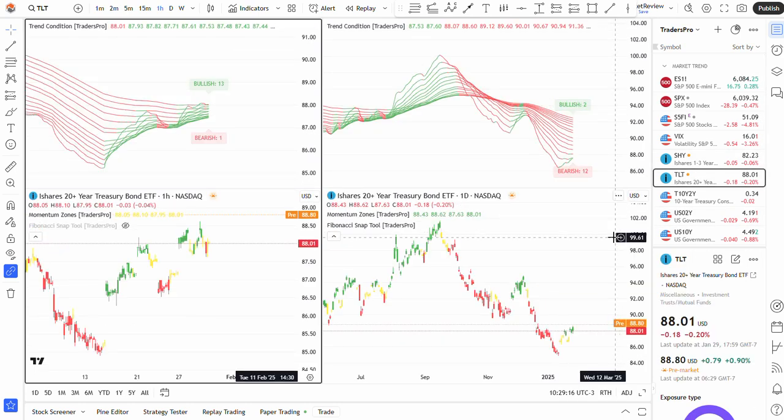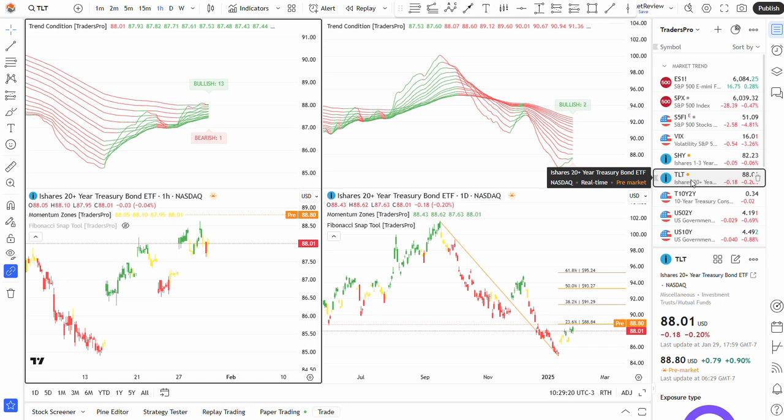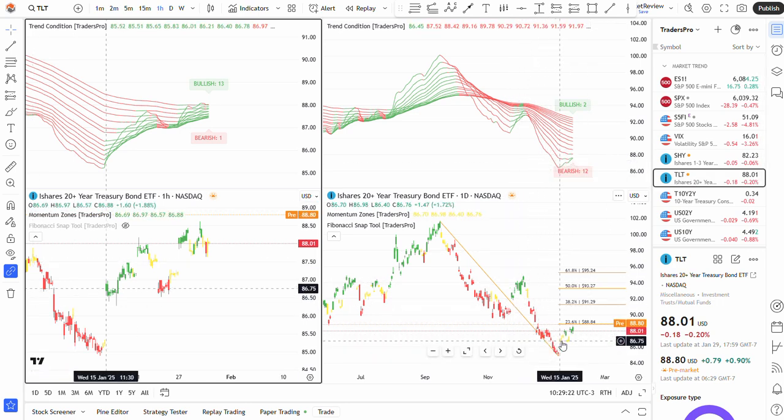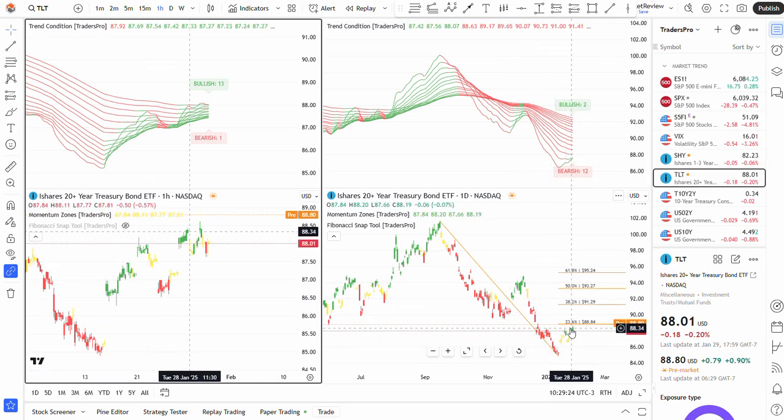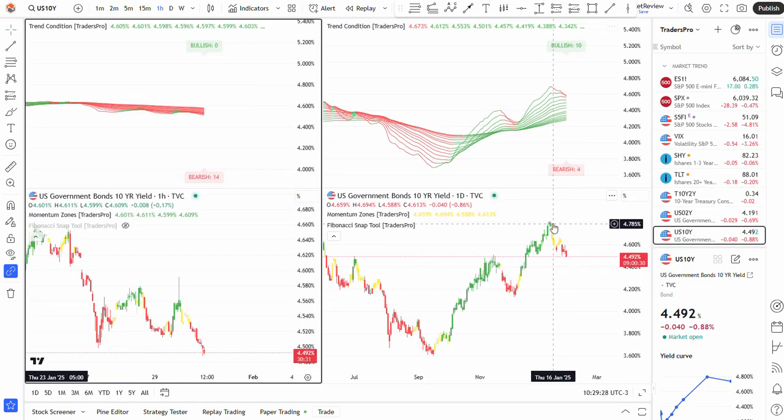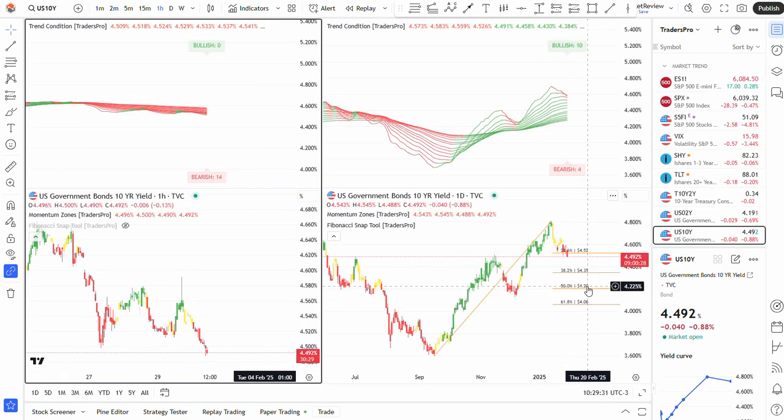TLT, the long end of the yield curve, the 20-year plus Treasury bonds, and those are continuing to go down, but getting a little bit of a move back up again. So we want to see bonds moving higher. The corresponding rate with that obviously would be lower. So we're seeing those two things as well.